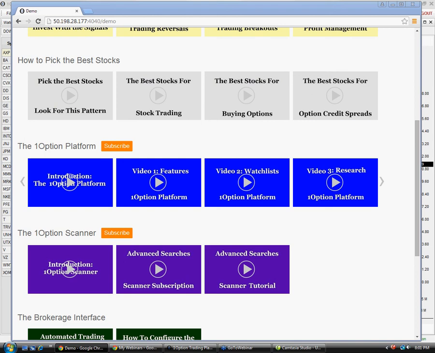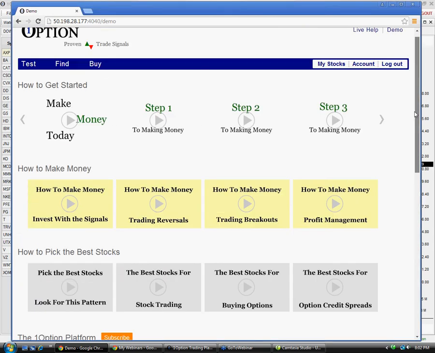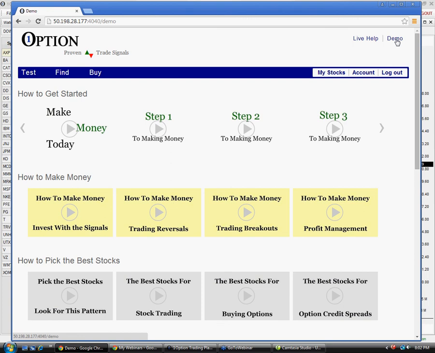How do you access the video? The videos are at the top of each page and they'll be in this demo area that's in the upper right-hand corner. So once the website is launched, just click that demo.